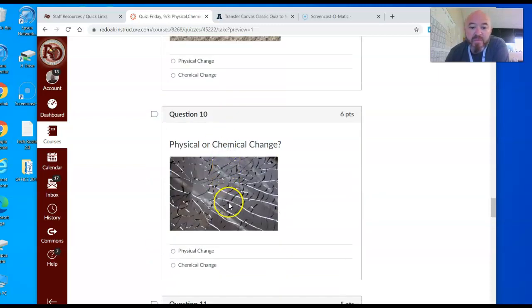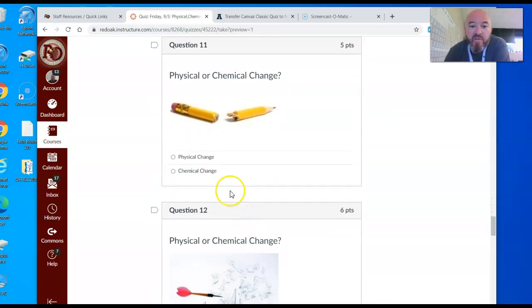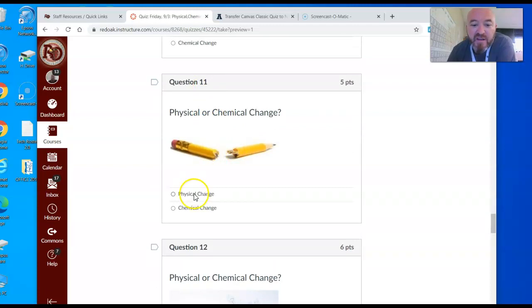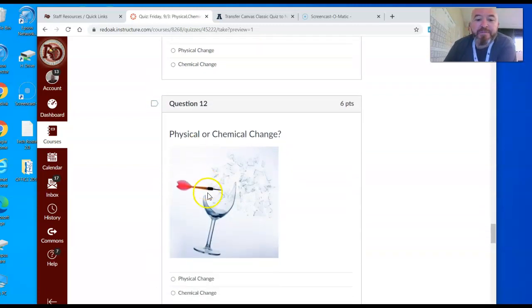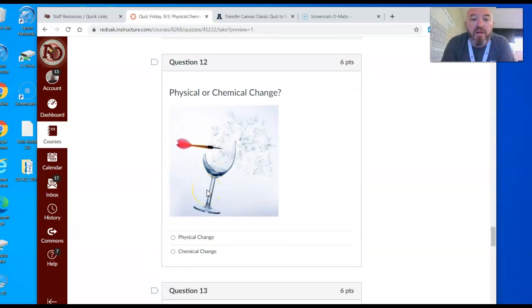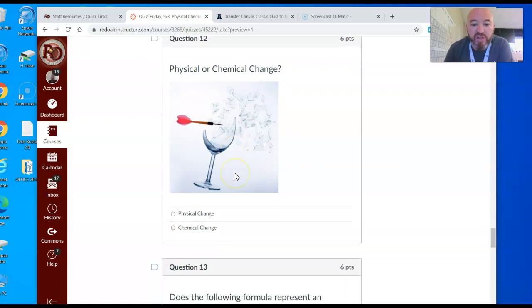Number 10, breaking glass. Is that a physical or chemical change? Number 11, breaking a pencil in half. Is that a physical or chemical change? Number 12, throwing a dart at a fancy glass. Is that a physical or chemical change?